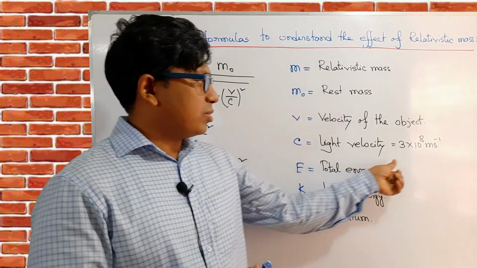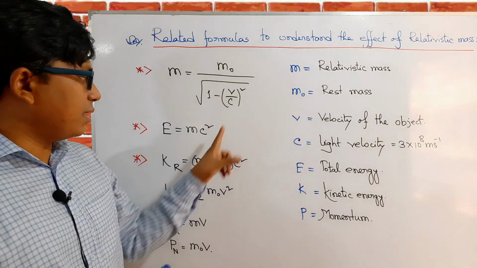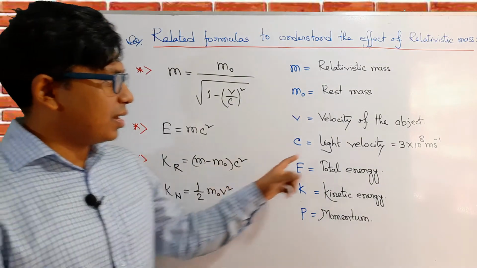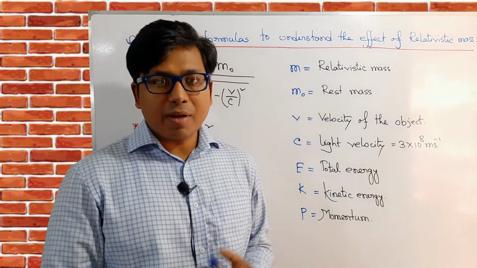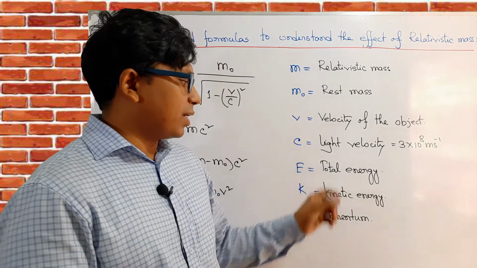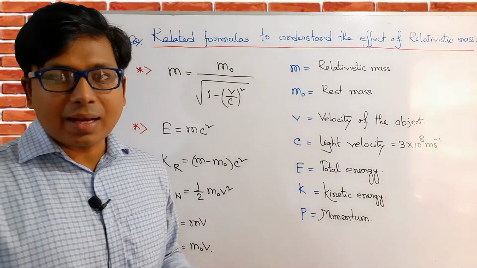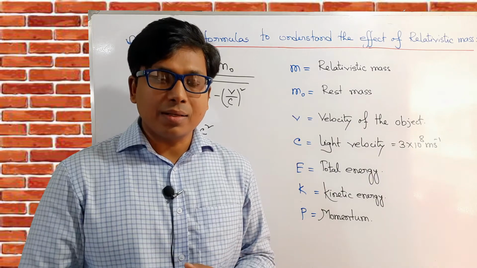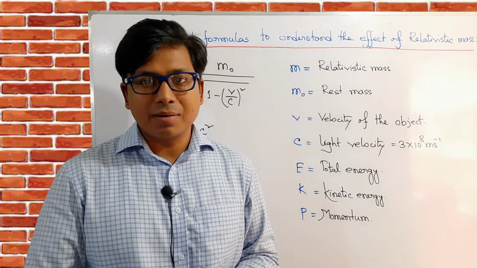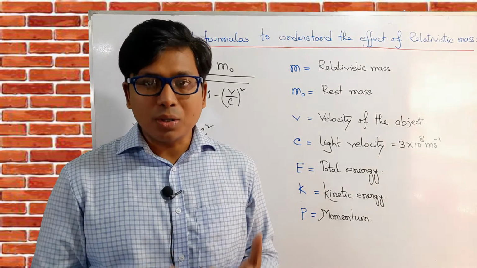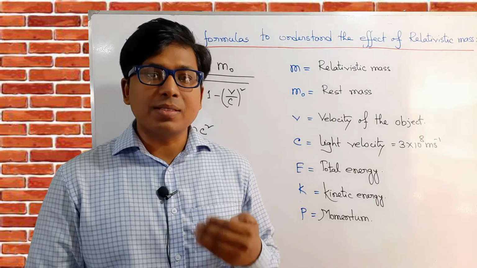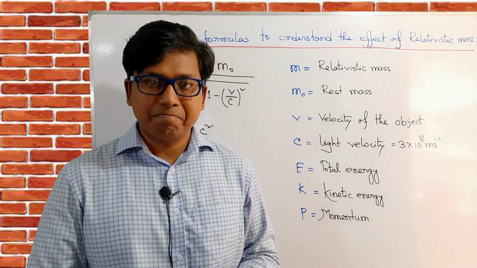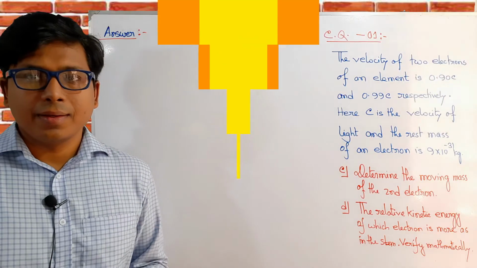See the light velocity, here you observe the c, here also c, here also c. This c is the light velocity, 3 into 10 to the power 8 meters per second. E is total energy, K is kinetic energy, and P is momentum. Now students, we start the practice of this relativistic mass and also understand the effect of this mass on the other quantities. So let's start.